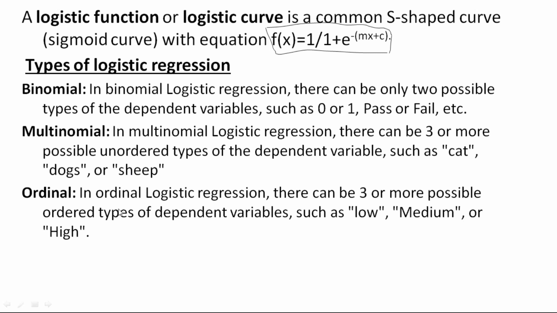Like ordinal data. I told you ordinal data like low or high. These are the ordinal data, right? Which can be separable, which can be comparable, right? Like medium, low, high, all this comes under ordinal data. So we can apply logistic regression for all these categories of data types.